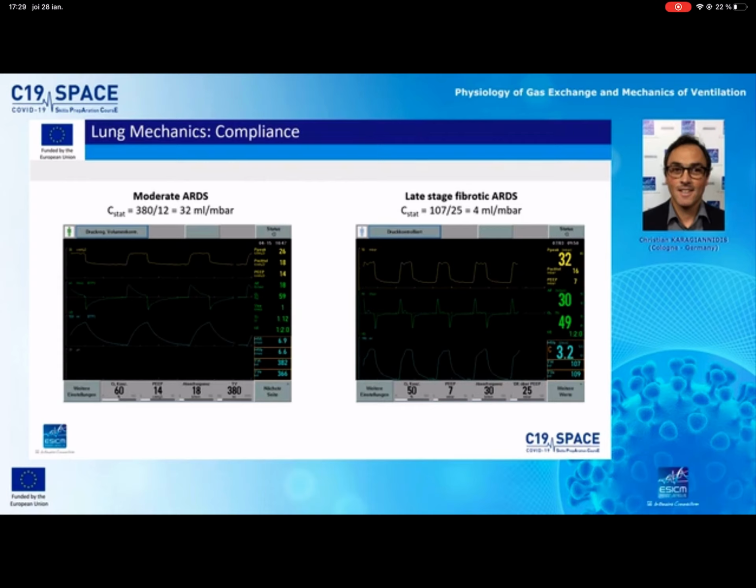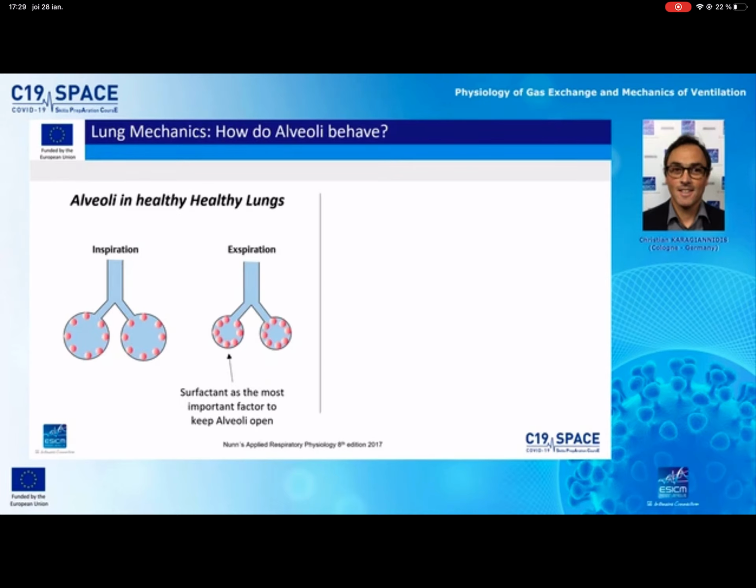So how do the alveoli behave in regard of lung mechanics? On the left-hand side, you see alveoli in a healthy lung, which open during inspiration, and once more, surfactant is the most important factor to keep the alveoli open, even if you expire. And surfactant helps your lung to avoid atelectasis and to be reopened with the next inspiration.